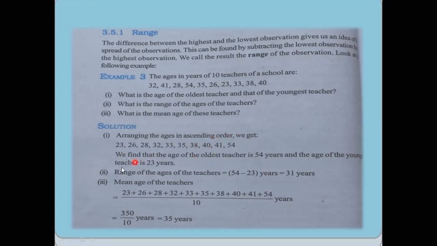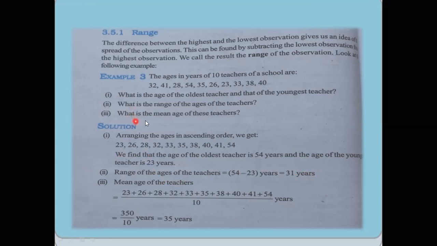Now we can easily find the range. We have learned that range means highest minus lowest. The second question they have asked is, what is the range of the ages of the teachers? Range of ages of the teachers means highest minus lowest. The highest we got is 54 and the lowest is 23. So 54 minus 23 is 31 years. So the range of the teachers' ages is 31 years.